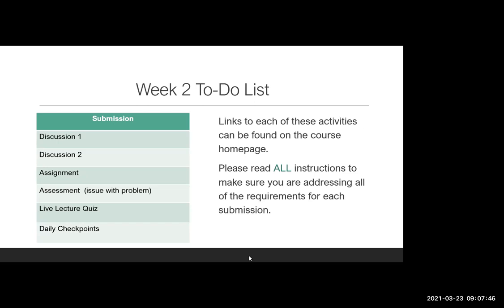I gave this reminder last week, but it really is true. I set a timer on my phone so that I can be reminded to do that. Usually the daily checkpoints take no more than 15 minutes. So I set a reminder on my phone each day at the same time to take care of those. So maybe that strategy will work for you as well. All right, so like I said, here's your to-do list for week 2.